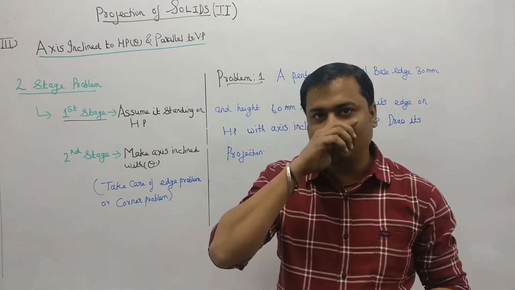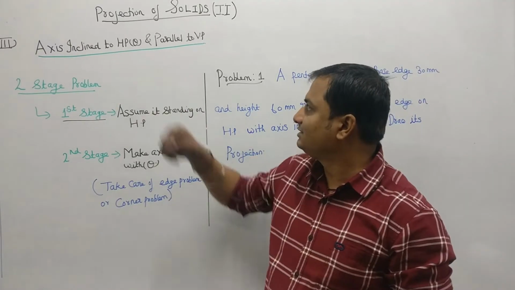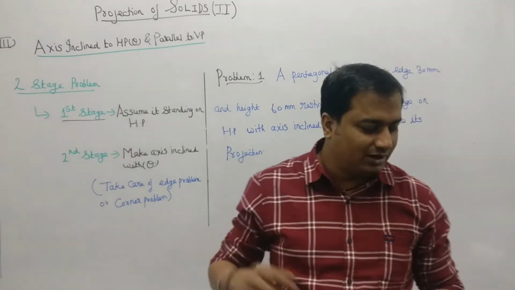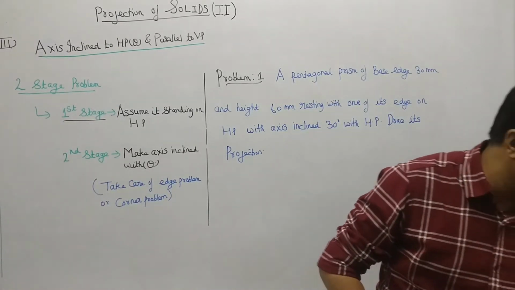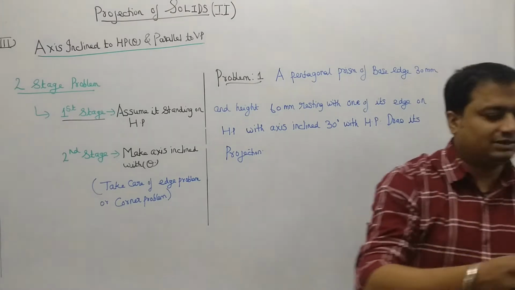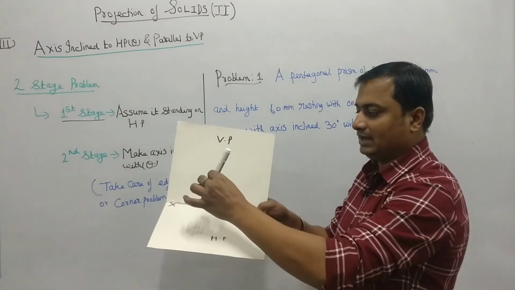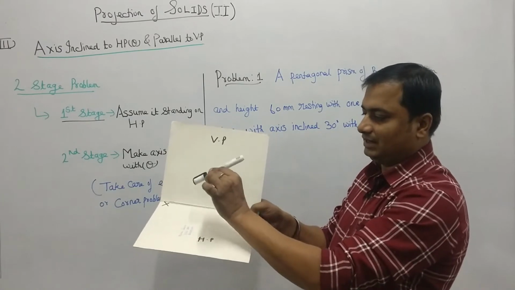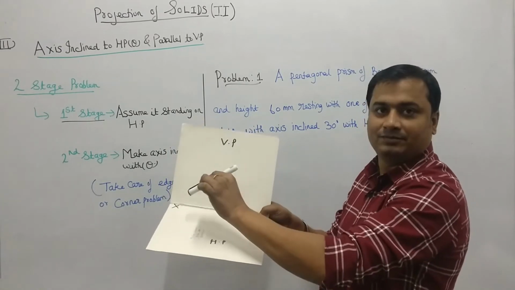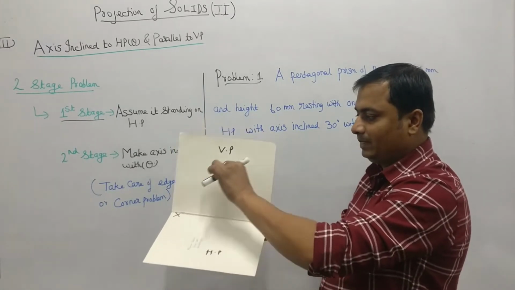the angle inclined with the HP will be theta, and it is parallel to VP. So the axis is inclined with the HP and that is parallel to VP. So the axis is going to behave like this. If this is my axis, and this is my VP, this is my HP, so the axis is now inclined with the HP with some angle, that is theta. So this is the inclination of axis with HP, that is theta, and parallel to VP.